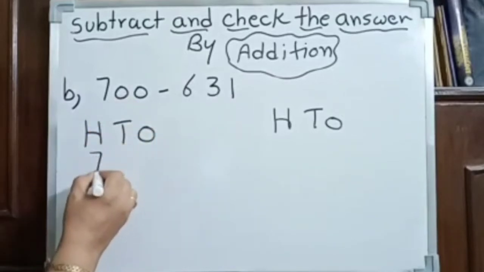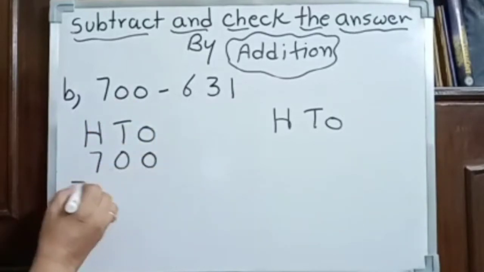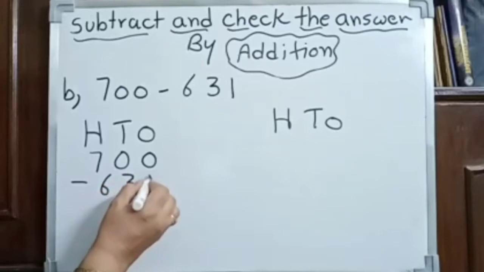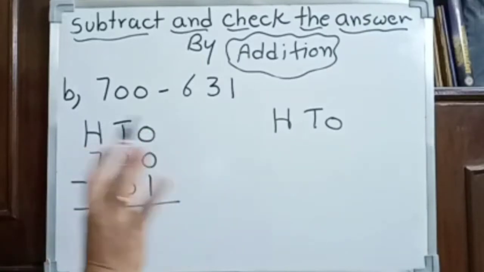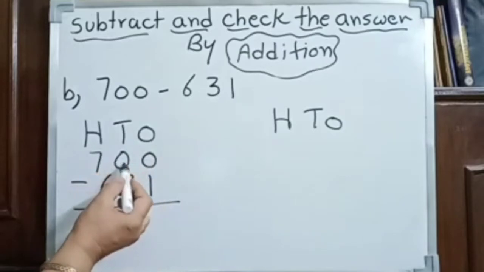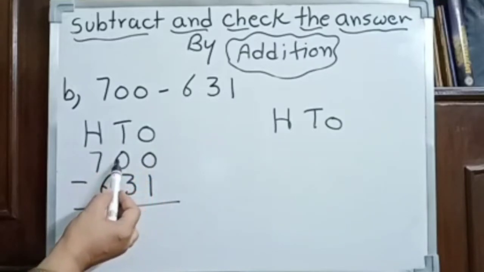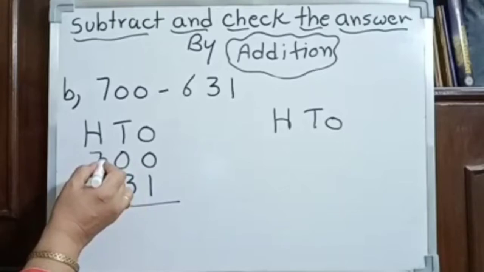So put the numbers here, 700 minus 631. You know how to subtract? 0 minus 1, not possible. Take one number from here, but already we have 0 here. So take one number from here.